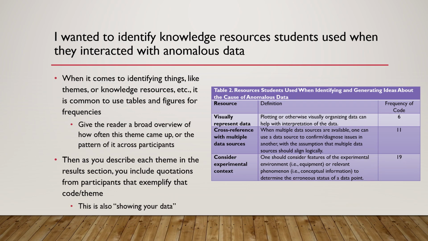So starting with that first one, that I wanted to identify knowledge resources students use when they're interacting with anomalous data. When it comes to things like identification, whether it's themes, or in my case, the knowledge resources, it's common to use tables and figures to give those frequencies, because often how often these codes or themes or resources are coming up gives you a broad overview of what the data looks like, whether it's patterns within a participant or across participants.